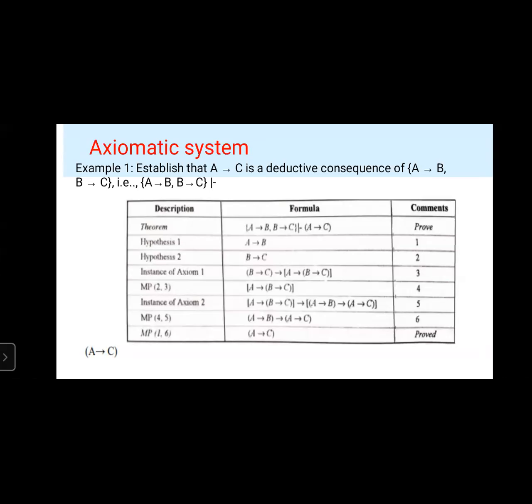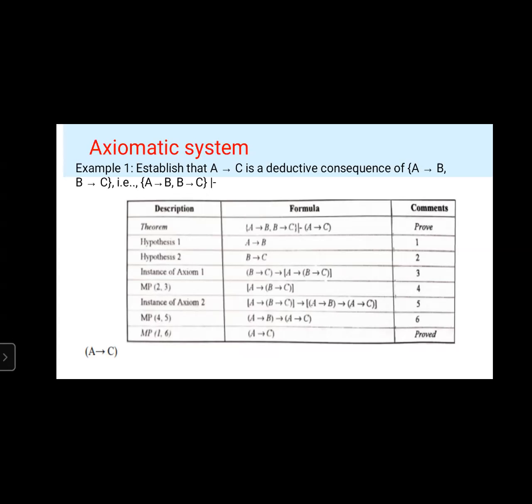Next, instance of axiom 1 is (B implies C) implies (A implies (B implies C)). Next, modus ponens rule is to be applied on 2 and 3. Then these two will be crossed out, and I will get A implies (B implies C). Next, instance of axiom 2 is (A implies (B implies C)) implies ((A implies B) implies (A implies C)). So that is the axiom 2 instance. Next, modus ponens on 4, 5. That means A implies (B implies C) and this fifth one. By applying these two, those two will be crossed out, then I will get (A implies B) implies (A implies C).